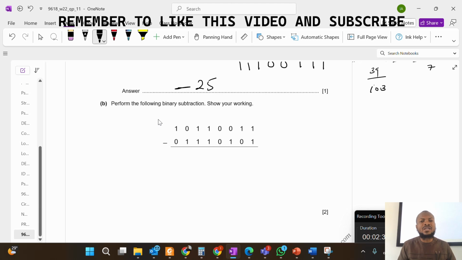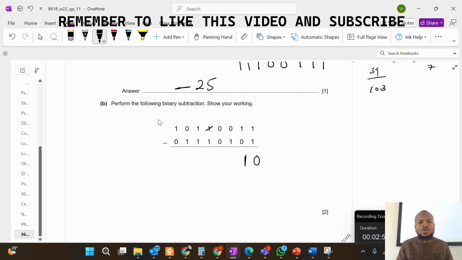Perform the following binary subtraction, show your working. Okay, so we do this subtraction the same way we do it in primary school. 1 minus 1, 0. 1 minus 0, 1. 0 minus 1 we say is impossible. You need to borrow a 1 from a number that is not 0. So we have to borrow a 1 from this one.